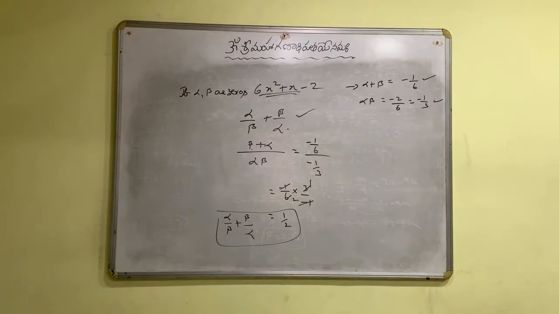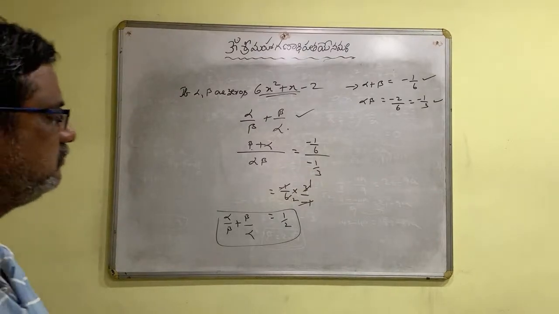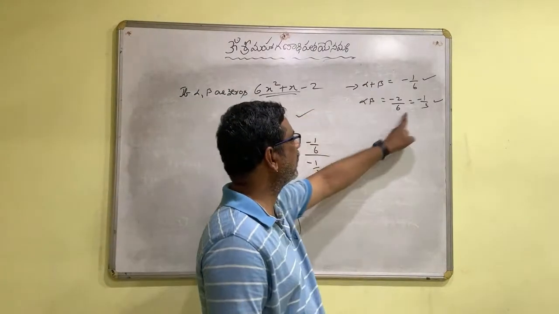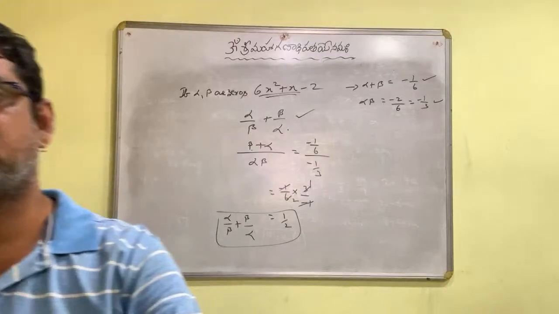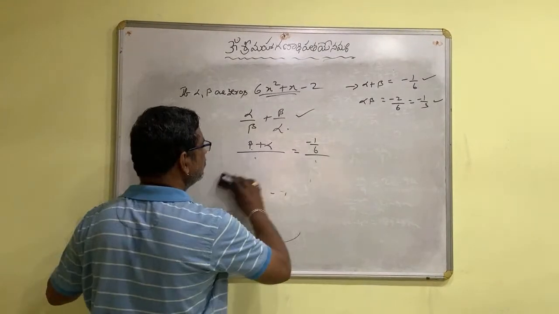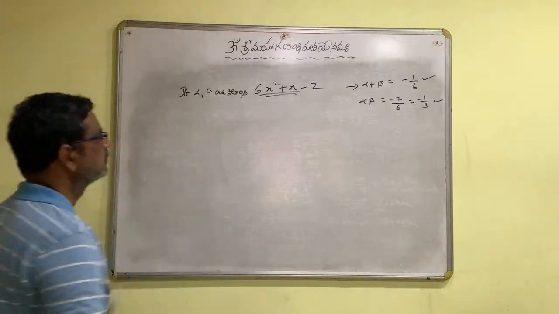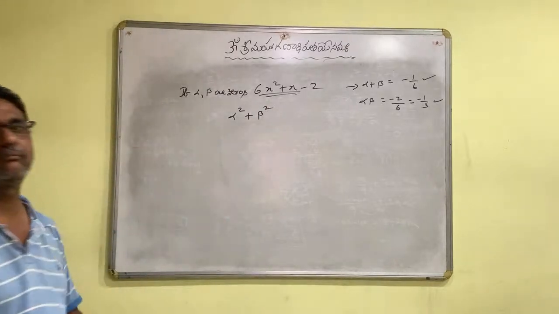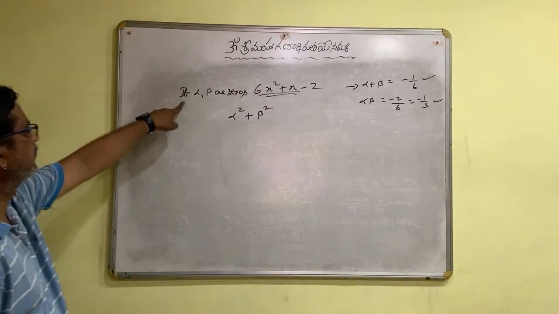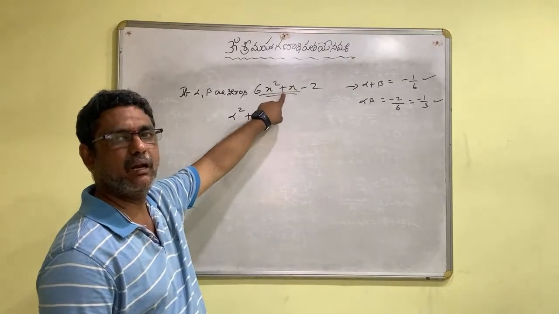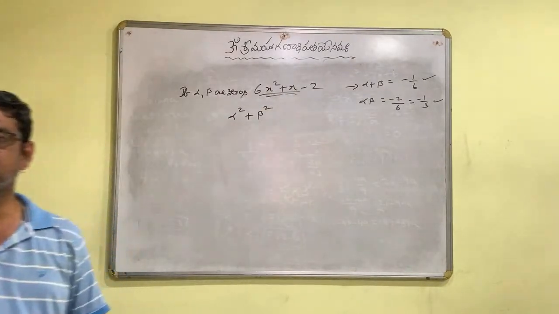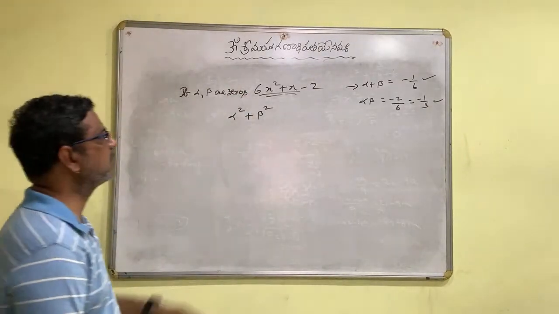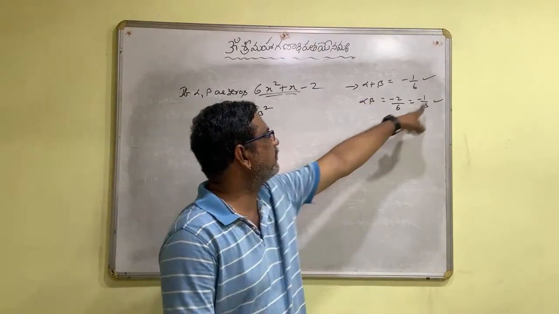Whenever a problem is given to you, you need to do like this. Immediately you have to write alpha plus beta value and alpha beta value. Let us see. If I ask you to find out alpha square plus beta square, given alpha, beta are zeros of this polynomial, even then you have to write what is alpha plus beta and what is alpha beta.